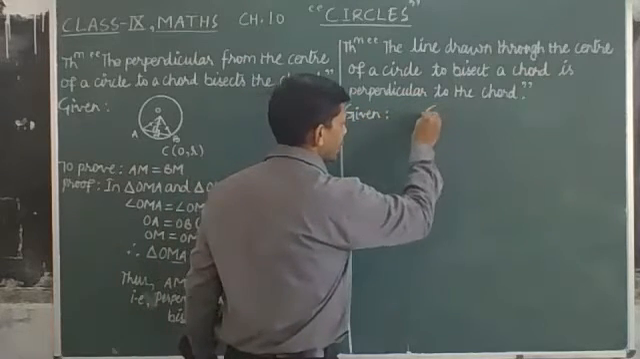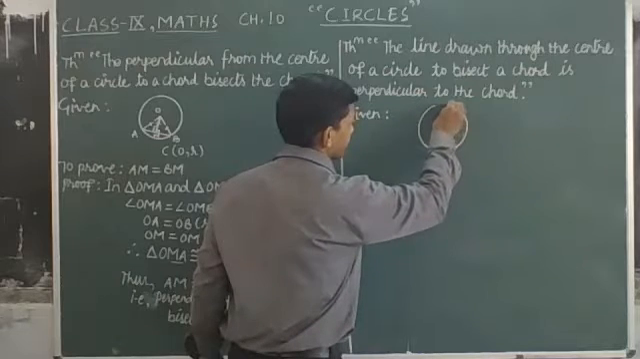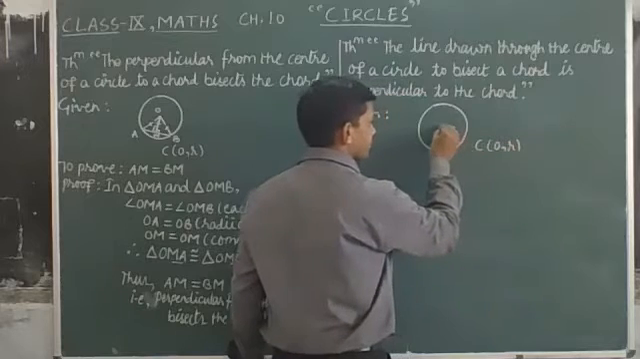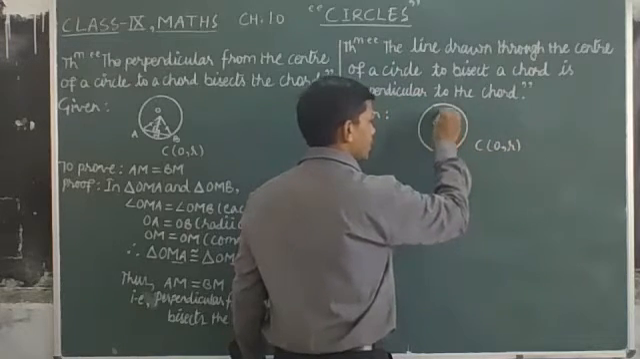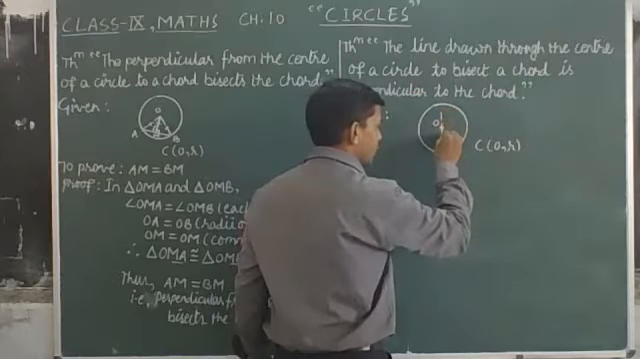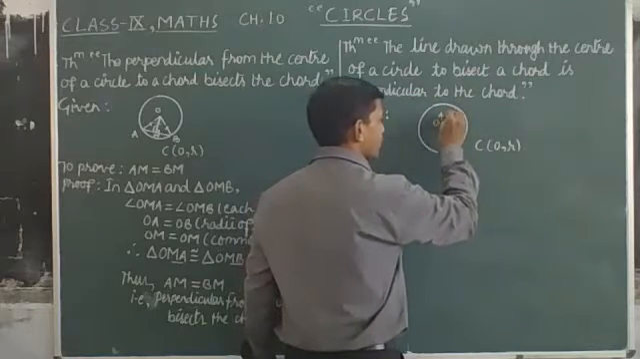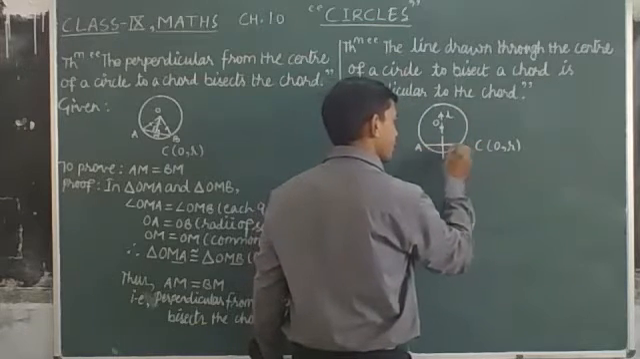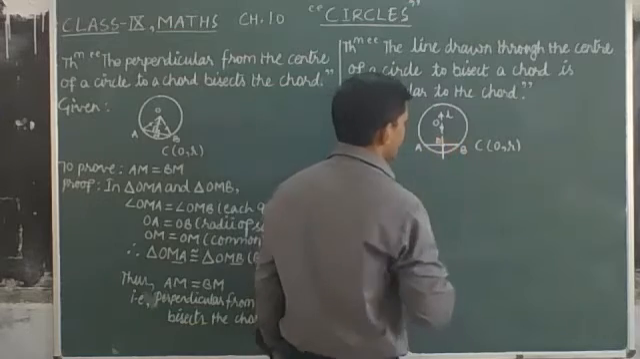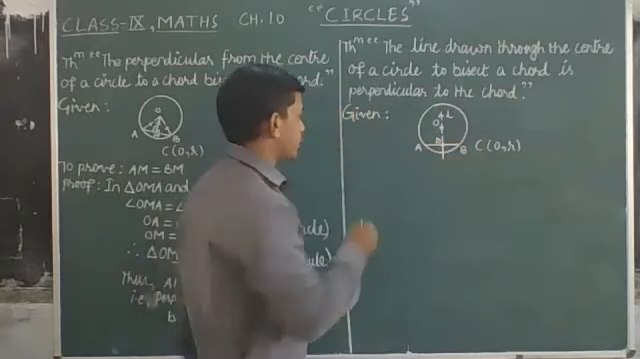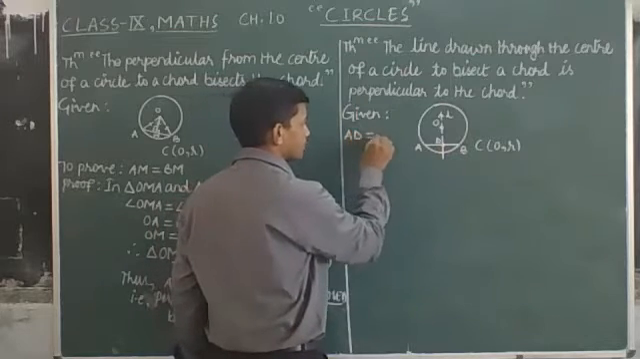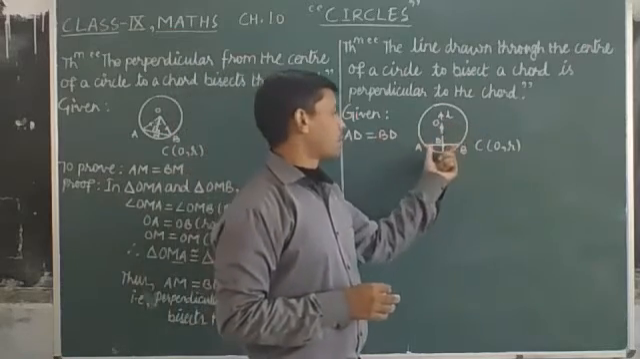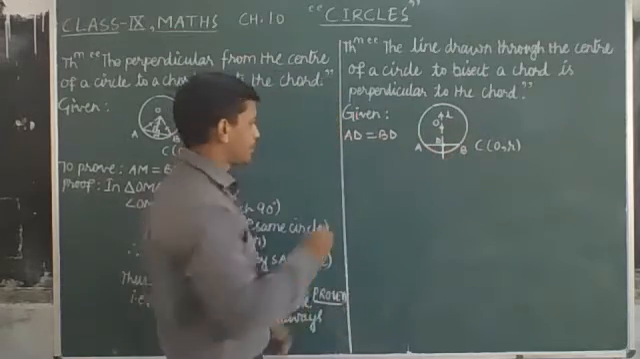We are given a circle C with center O and radius R, and a line L passing through the center to bisect a given chord AB at D. So AD equals BD. For all this, we have to show that this line L is perpendicular to the chord AB also.